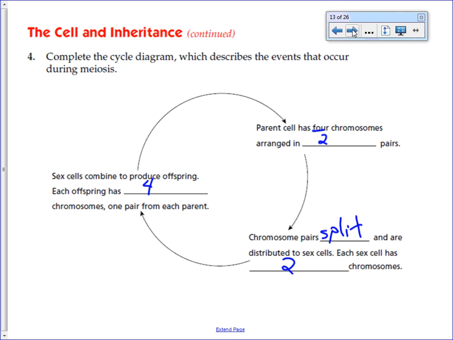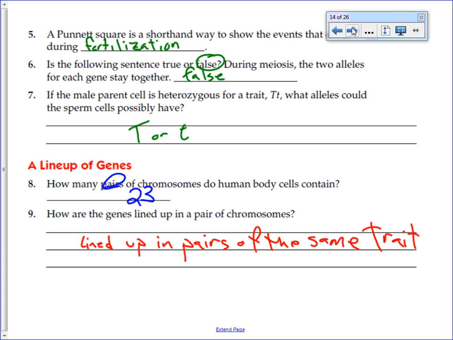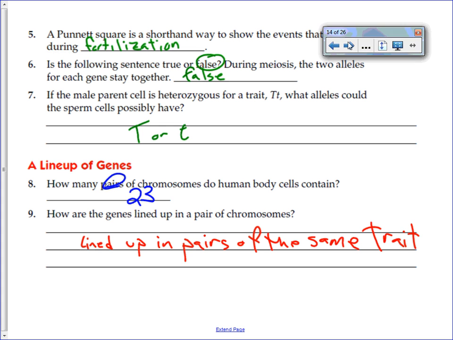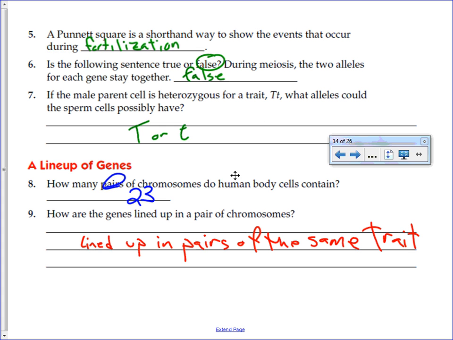And the next page. Again, the sample cell: the parent cell has 4 chromosomes arranged in 2 pairs. They split. Each cell has 2. 2 plus 2 is 4 after fertilization. And finally, the last answers on the second page.